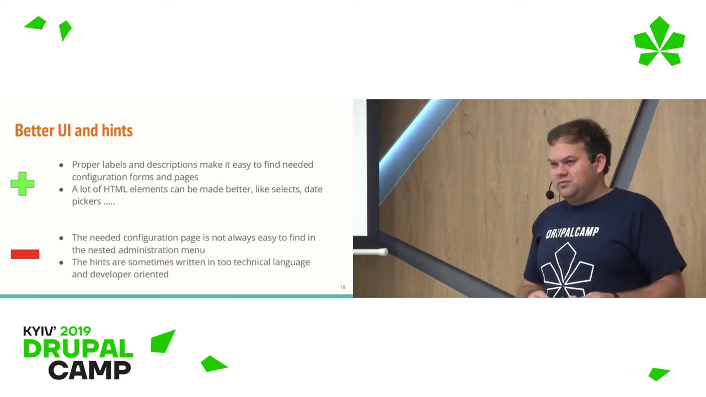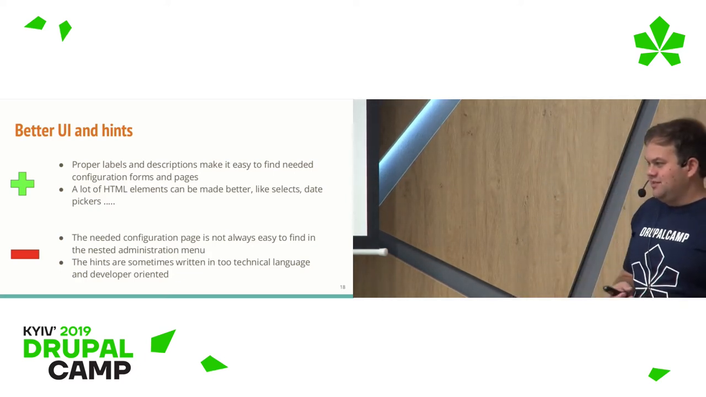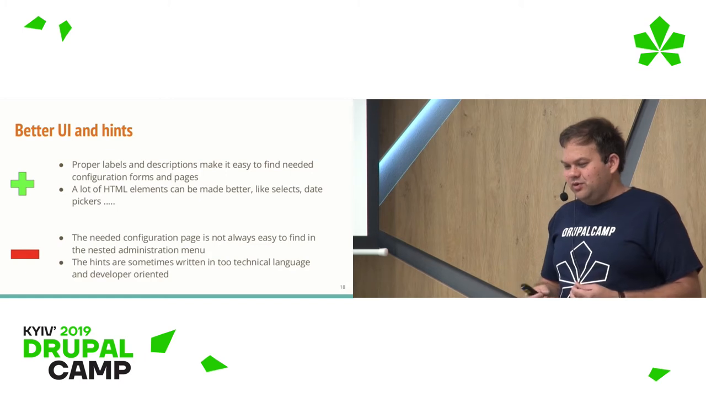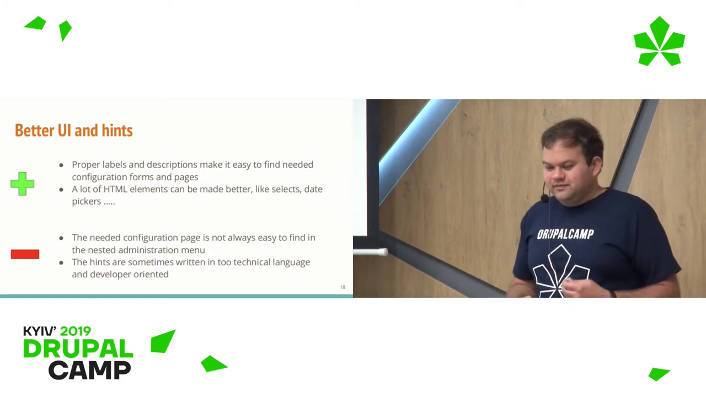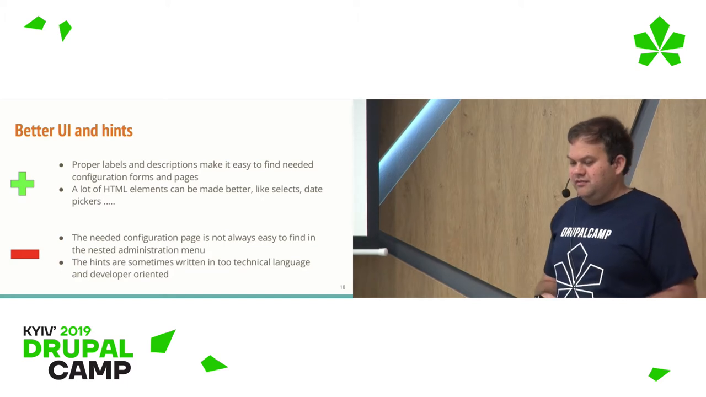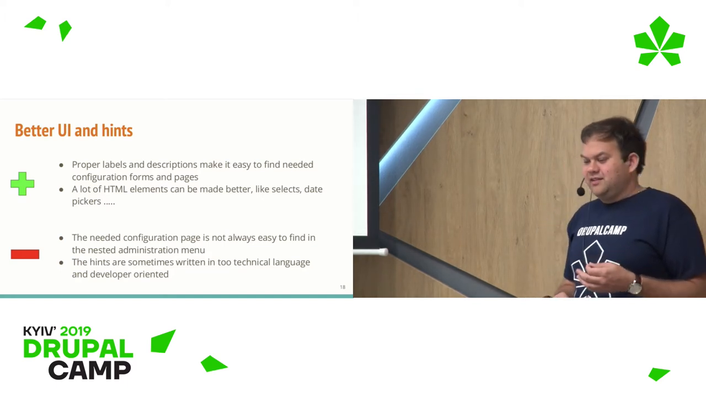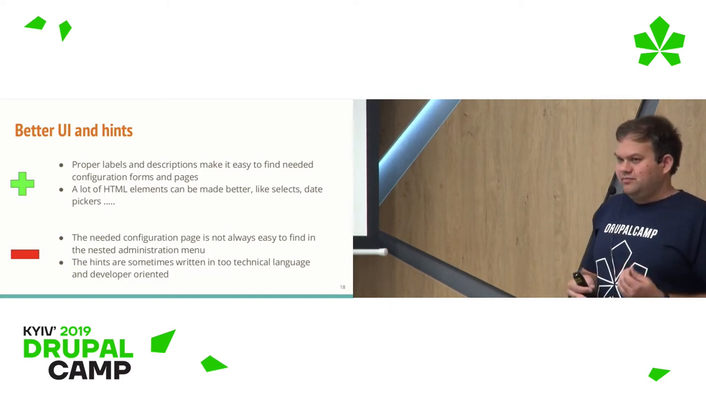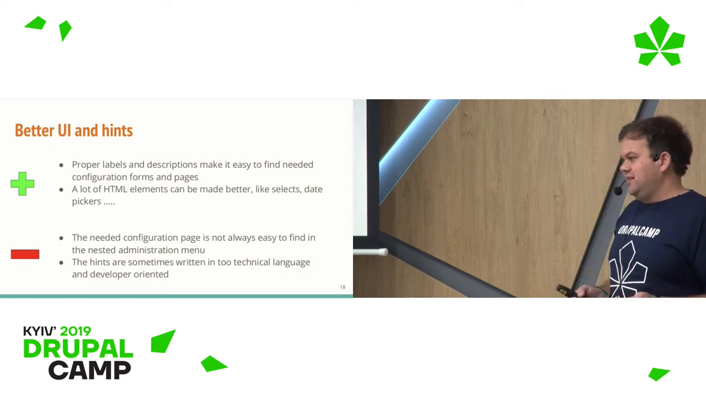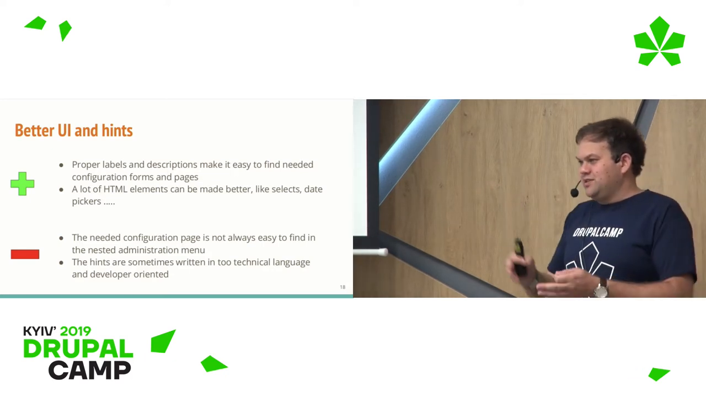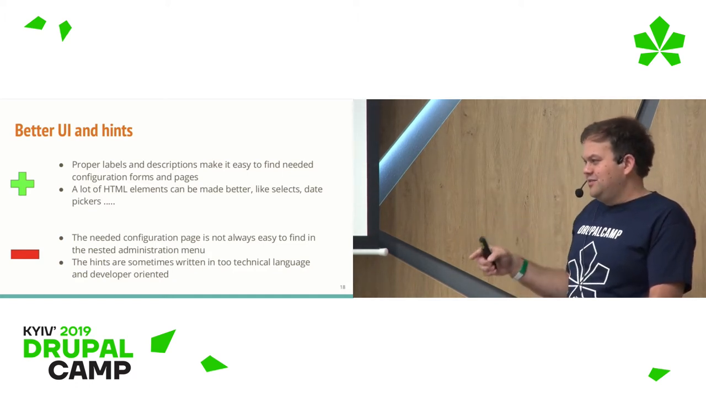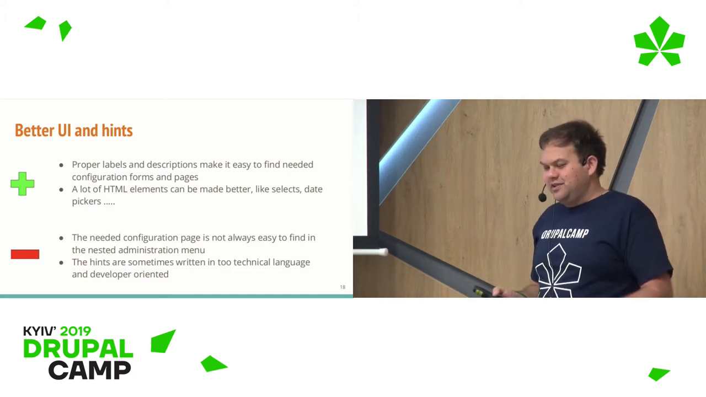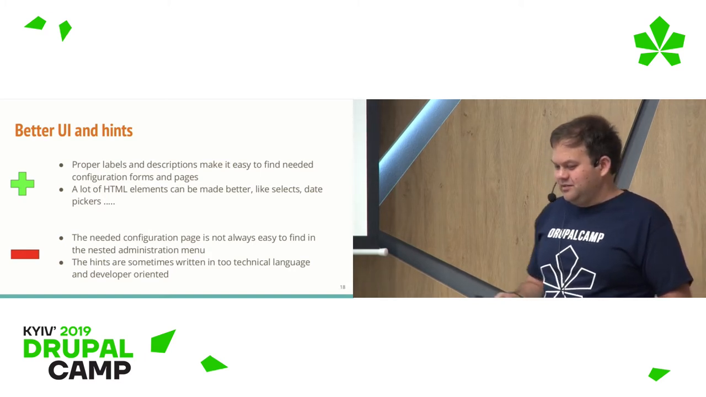Then, the next one is better UI and hints. From the Webform solution, we see that proper labels and descriptions and all these small tooltips and hints help a lot. Second of all, you can avoid HTML elements that are really bad. For example, a multiple select list. You just see this box, and then you need to press Control and then click every other option. It's so annoying and it's so bad. And also date pickers.